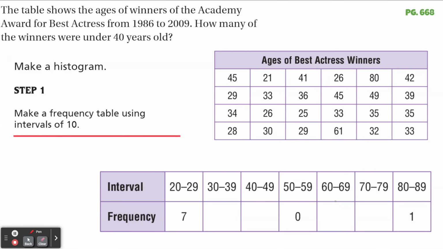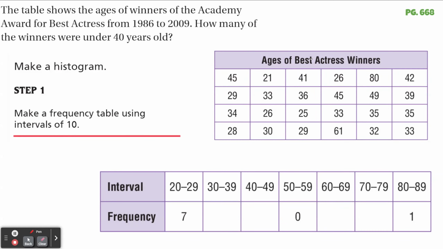Our intervals are going to be between 20 and 29, 30 and 39, 40 to 49, 50 to 59, 60 to 69, 70 to 79, and 80 to 89. Take a second and count how many each of these values occur in those intervals. So they already counted between 20 and 29. There's 7 ages, 7 actresses who were in that age range. Go ahead and do your best to fill in the rest of this table, and then we'll check it.